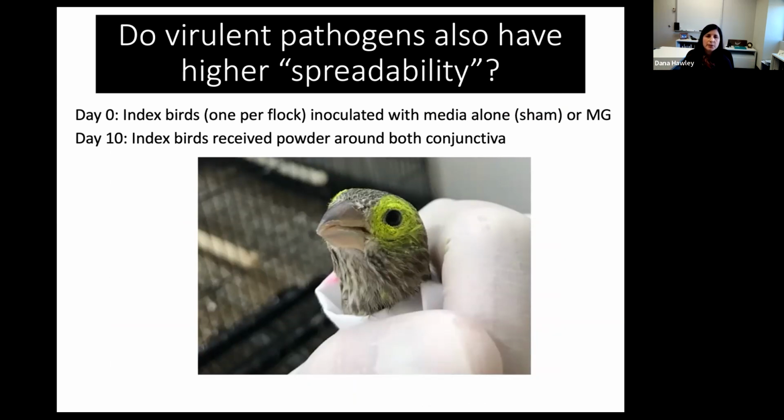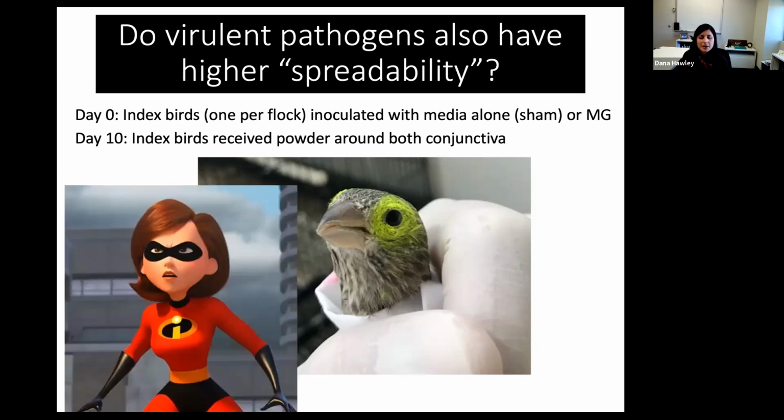So at this point, index birds already had some variation in the amount of conjunctival swelling that they had. And when we applied the powder, we decided to apply it just around the conjunctiva of the birds so that we were really measuring the most relevant spreadability component: how likely is that index bird to deposit powder from its conjunctival region, which is likely most representative of its likelihood of depositing Mg onto a bird feeder and then it being picked up by another bird. So we created these House Finch superheroes, I felt like they looked like.